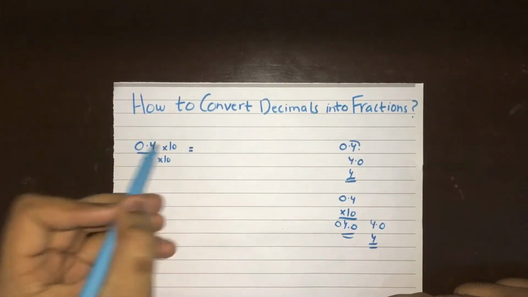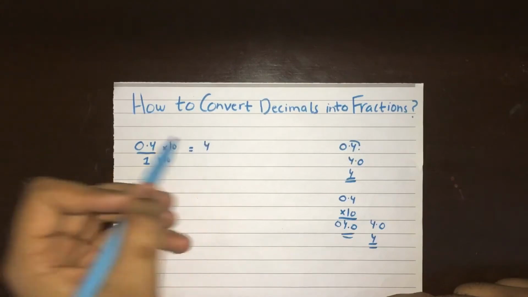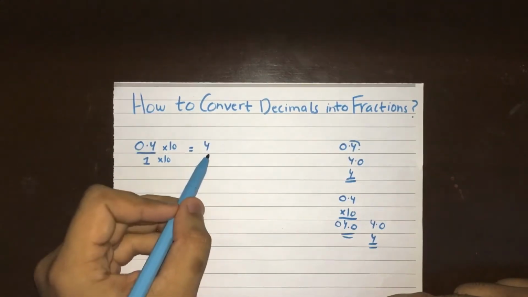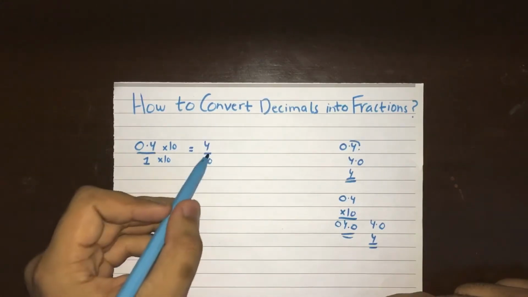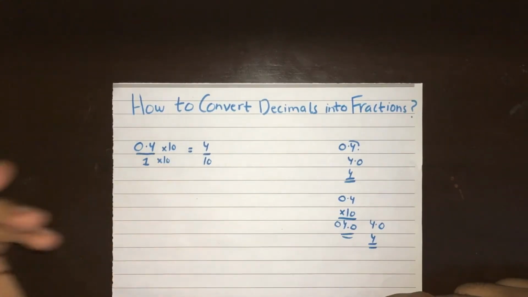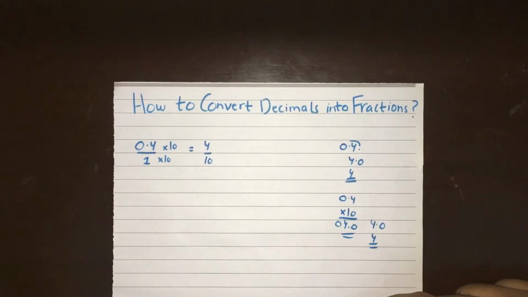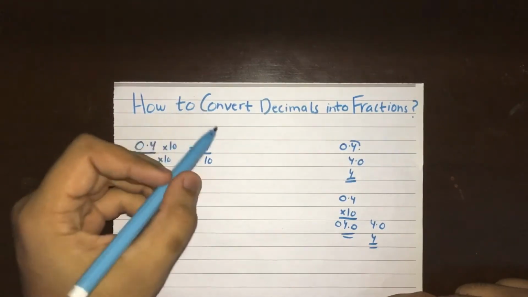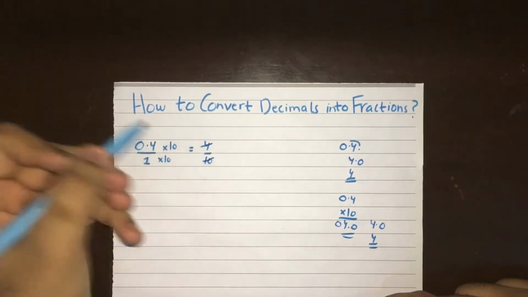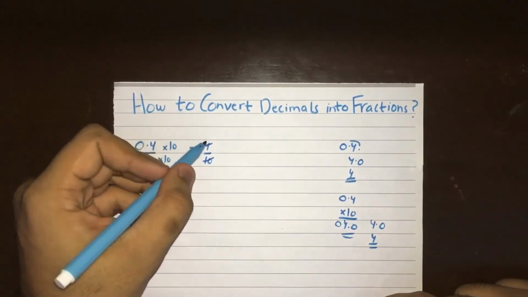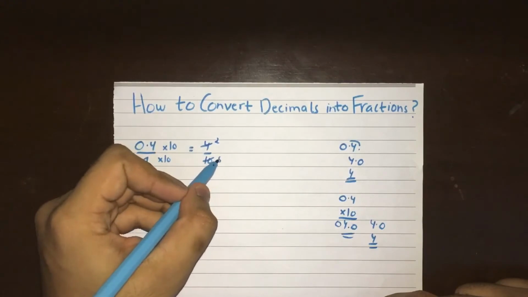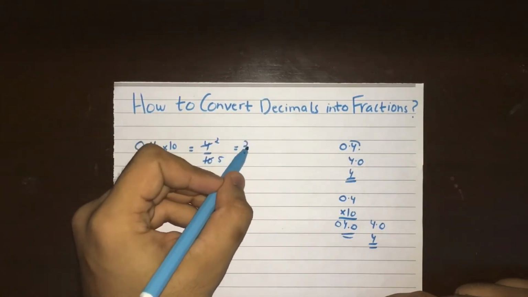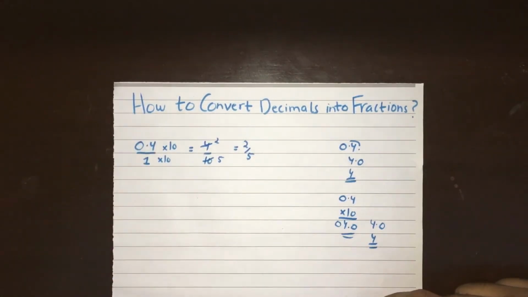So if we multiply it by 10, it gives us 4 over 10. Now this is a fraction, but we need to simplify it, so we divide by the common number. 2 times 2 is 4 and 2 times 5 is 10, which gives us the fraction 2 upon 5.